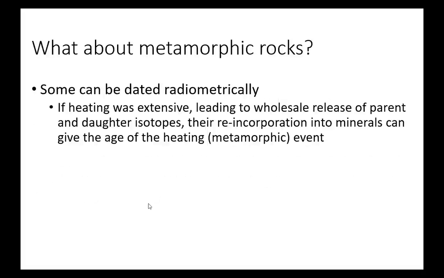What about metamorphic rocks? Well, some of them can be radiometrically dated, and they tend to be the ones that are higher grade, or maybe intermediate to high grade, metamorphic rock like schist and gneiss, where the heating was so extensive it led to kind of wholesale release and reuptake of parent isotopes, so that the parent-daughter isotope ratios are reflective of when that heating or metamorphism occurred.